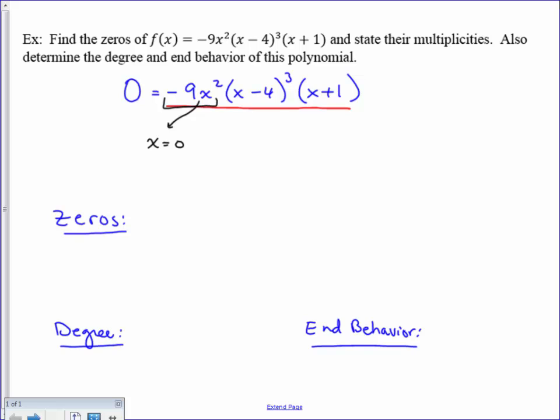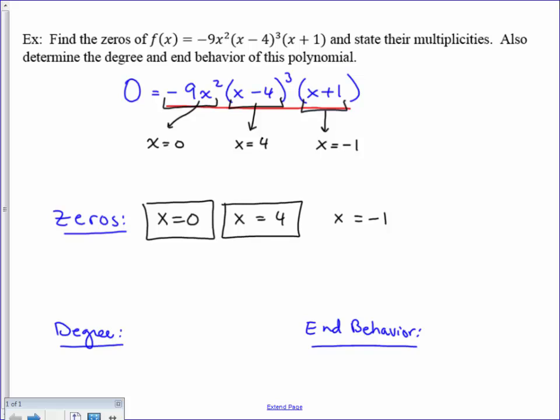On the next term over, wondering when this is 0, the cube doesn't make a difference. The only thing that makes a difference is the x minus 4. Well, if x minus 4 is a factor, then I know x equals 4 is a zero. Likewise, on this last one, because x plus 1 is a factor, x equals negative 1 is a zero. So our zeros are x is 0, x is 4, and x is negative 1.